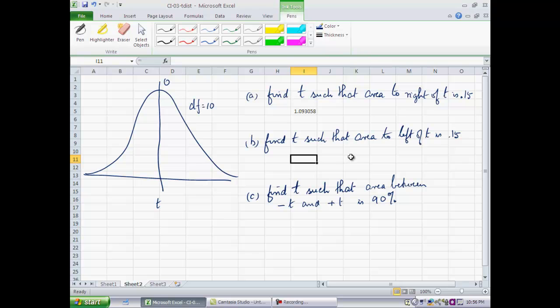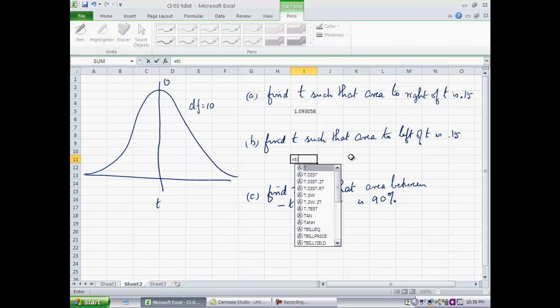Same here, find t such that the area to the left of t is 0.15. Now, since the mean of t is 0, and if I want the area to the left of t to be 0.15, then obviously I'm looking at a negative number. Now, the T inverse function will never return a negative number. We know that from how Tdist behaves. You'll have to swap the sign mentally yourself. So what input do I give?